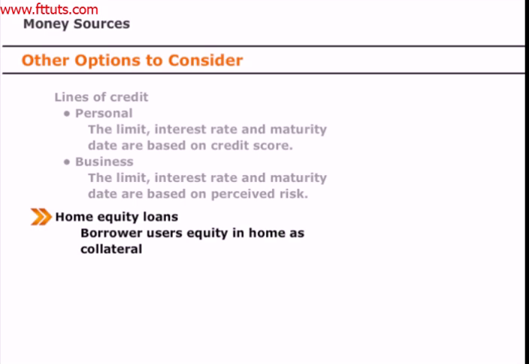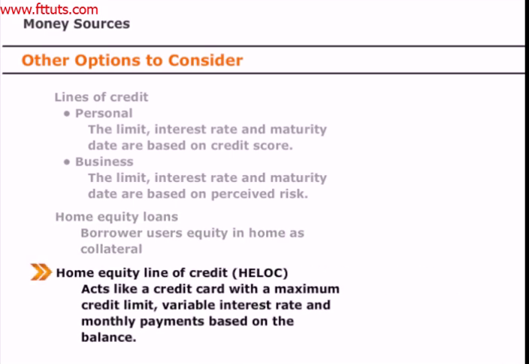Another option that is frequently confused with a home equity loan is a home equity line of credit, or HELOC. The difference between a home equity loan and a home equity line of credit is that the line of credit acts like a credit card with a maximum credit limit, a variable interest rate, and monthly payments calculated according to the balance on the credit line. Both home equity loans and lines of credit can be excellent ways of getting money for investment purposes.